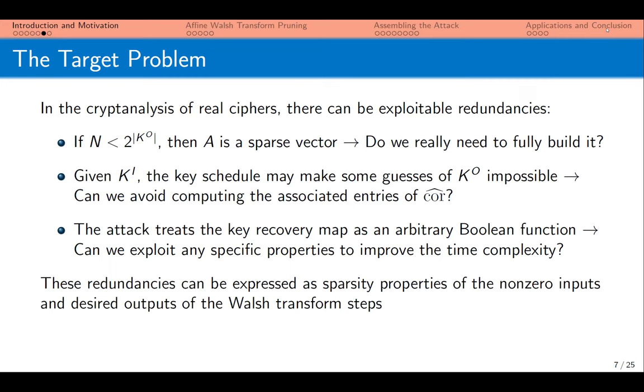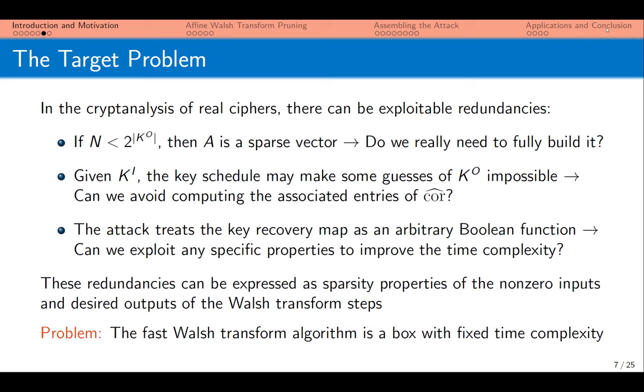So in this paper, we consider that these redundancies can be expressed as sparsity properties of either the non-zero inputs or the desired outputs of the fast Walsh transform steps of the attack. But this raises the following question, which is how can we actually reduce the time complexity of the fast Walsh transform when we restrict the inputs or the outputs?